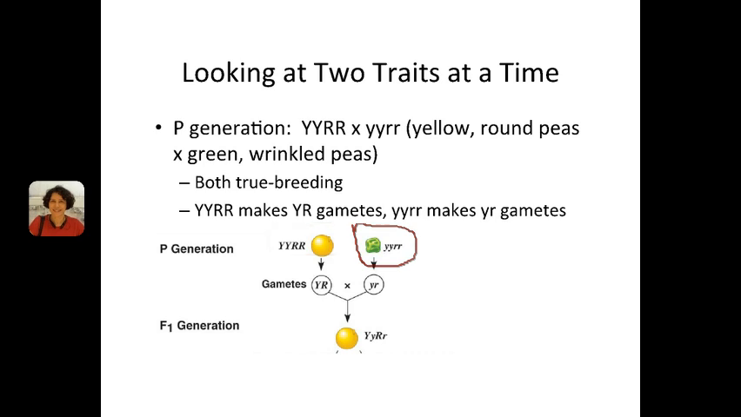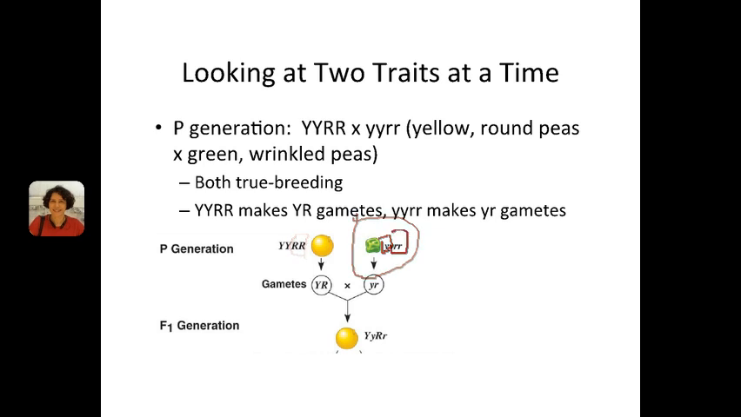Both of these plants are true breeding. That means that each of them is homozygous for both the characteristics. The plant with yellow and smooth peas is homozygous for the yellow allele and also homozygous for the round allele. And the plant with the wrinkled green peas is homozygous for the green allele and also homozygous for the wrinkled allele.